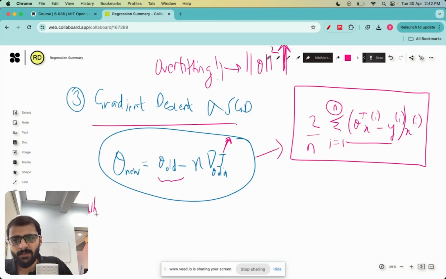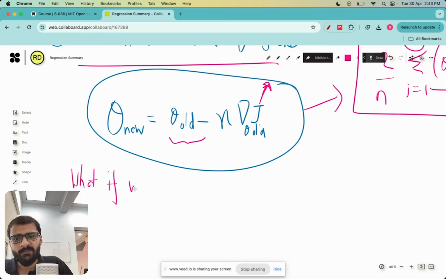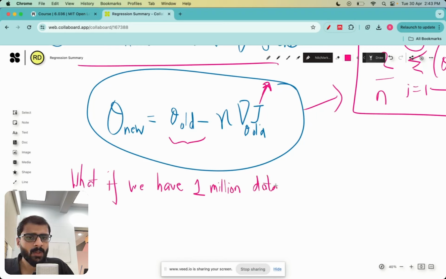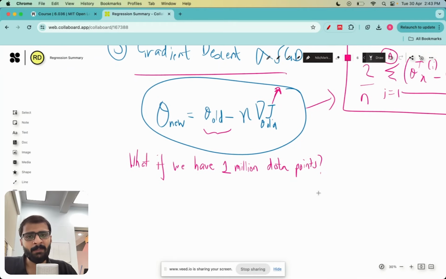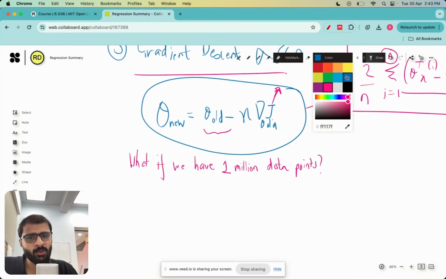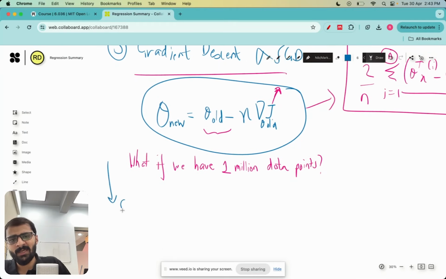So what if we have 1 million data points? If we have 1 million data points, it means that we need to take this summation 1 million times, and that's a big computational cost. So people are not happy with gradient descent also. That's why we move to stochastic gradient descent.